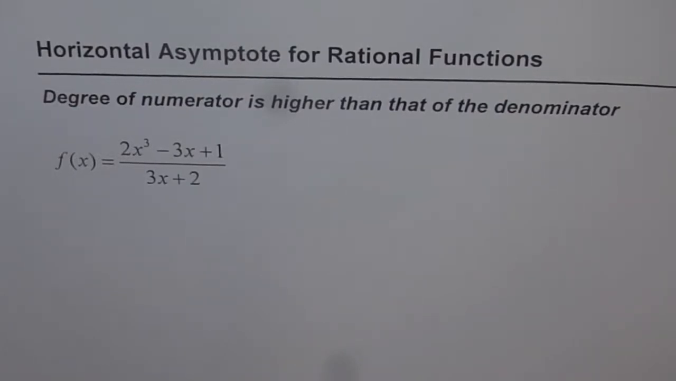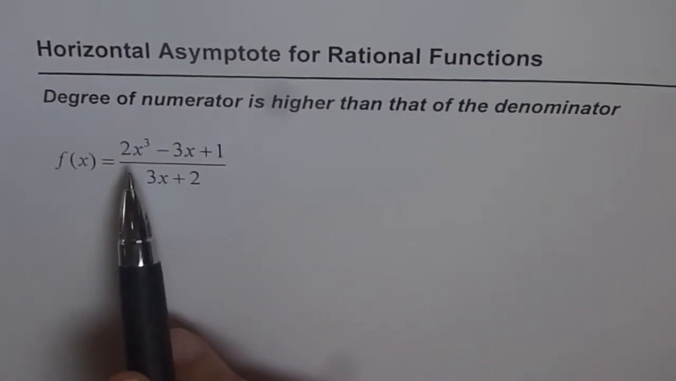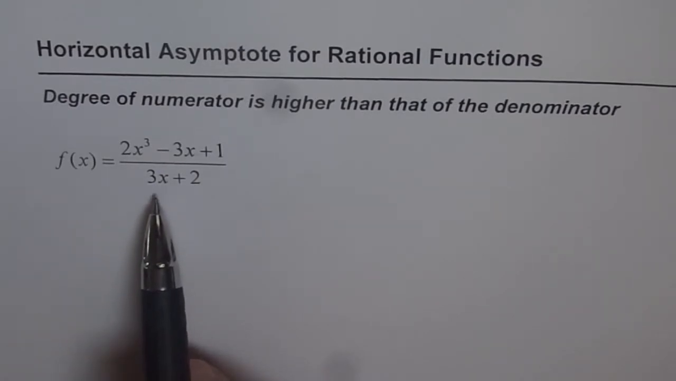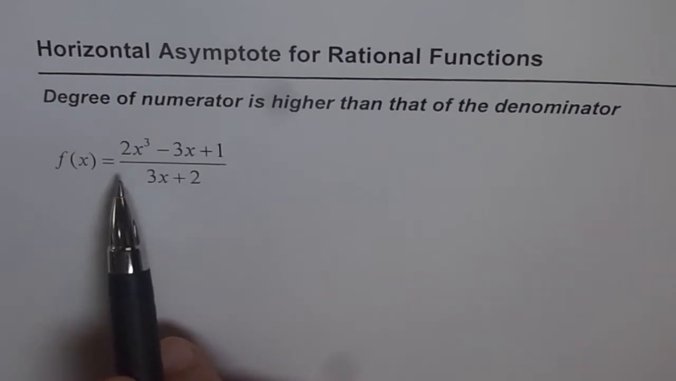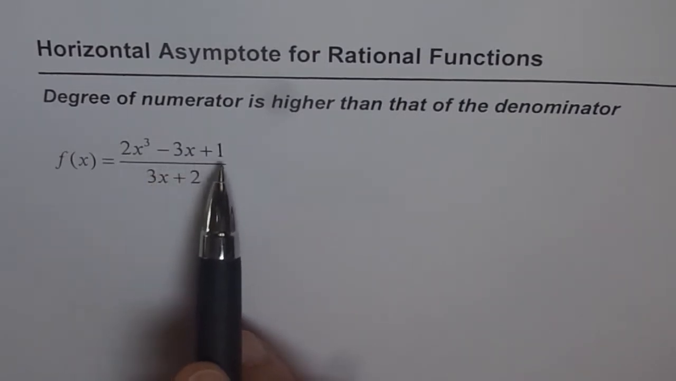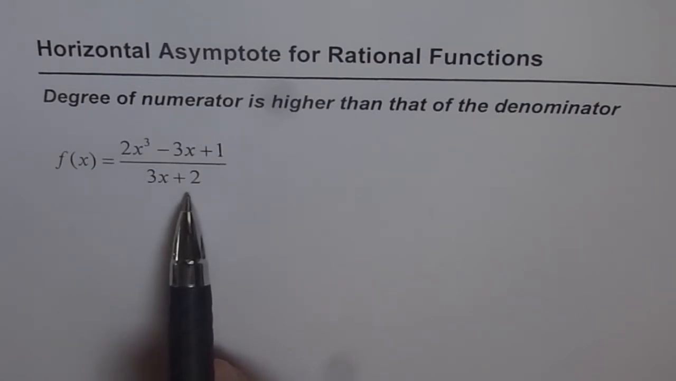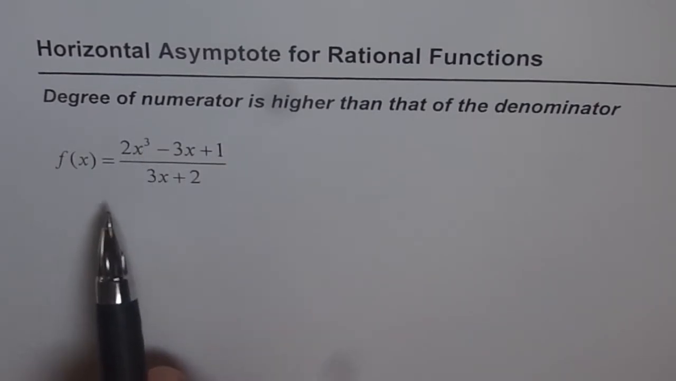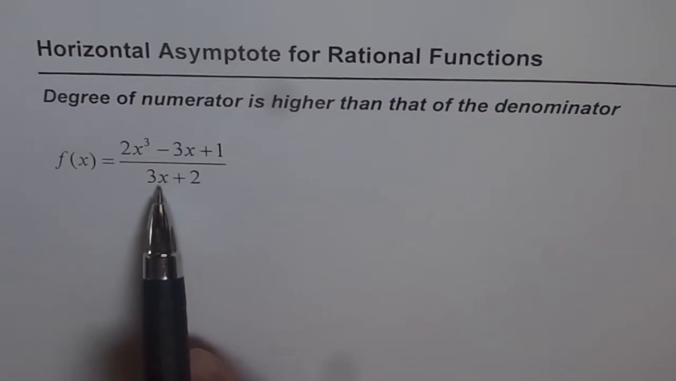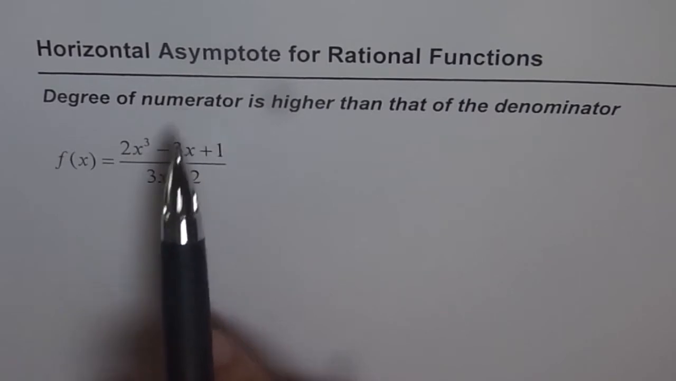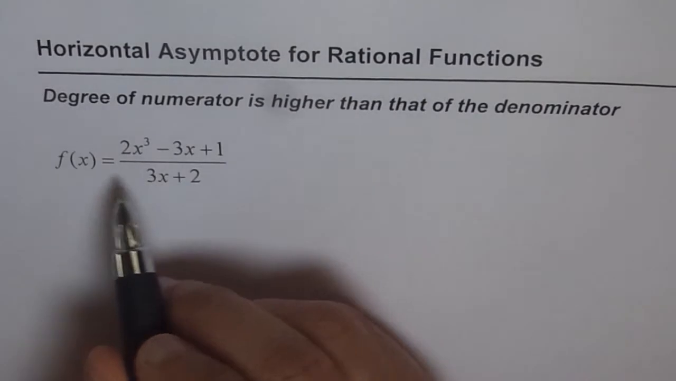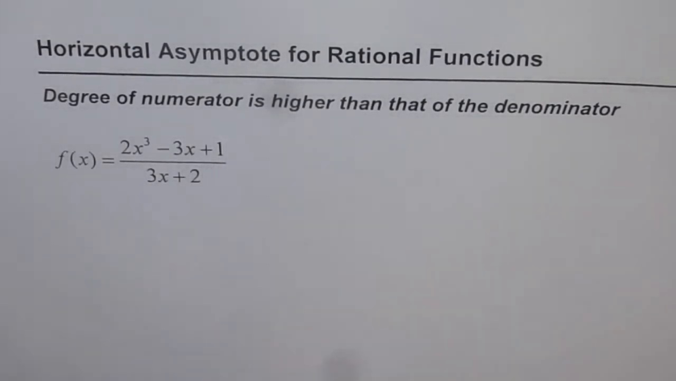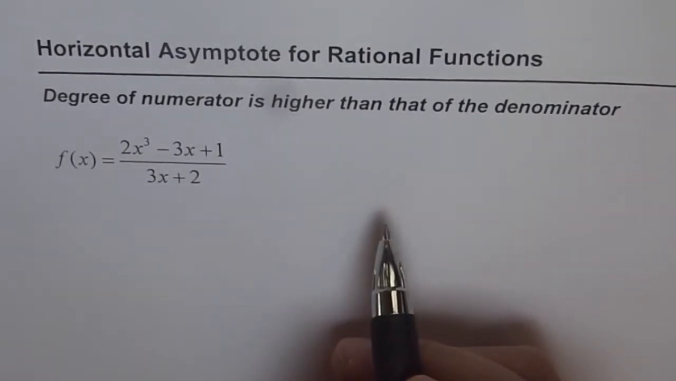Now let us consider a rational function where the degree of the numerator is higher than that of the denominator. For this particular question, f of x is equal to (2x cubed minus 3x plus 1) divided by (3x plus 2). The degree of the numerator is 3 and that of the denominator is 1. So the degree of the numerator is higher. In such cases, horizontal asymptotes do not exist. As x approaches infinity, the function also approaches infinity, and therefore the horizontal asymptotes do not exist.